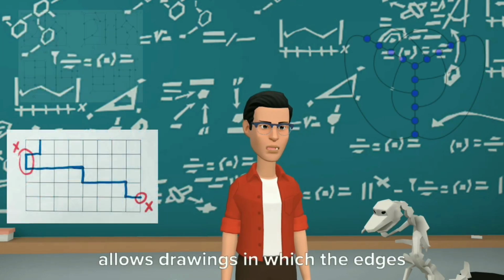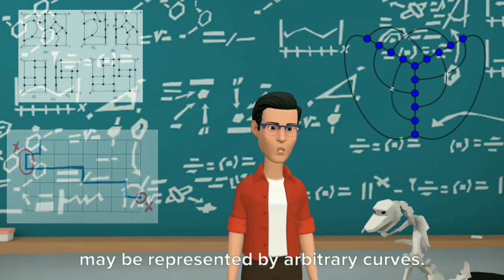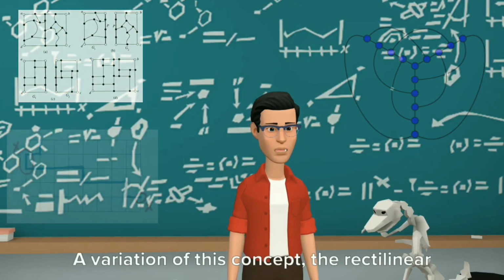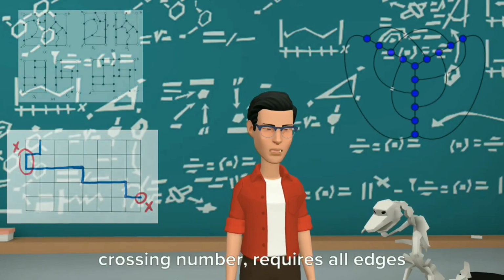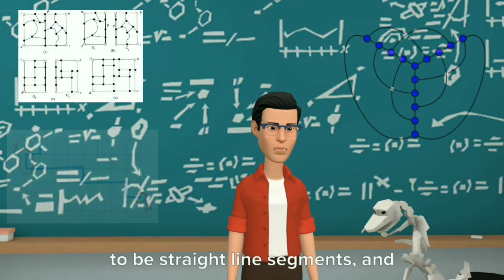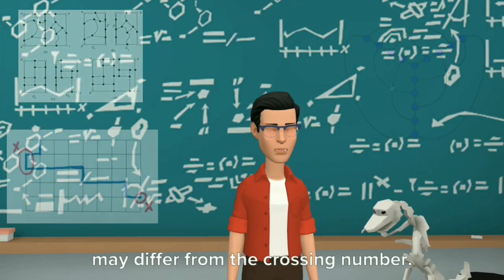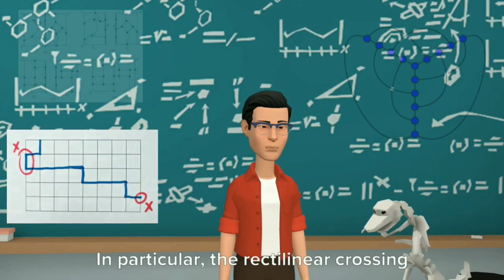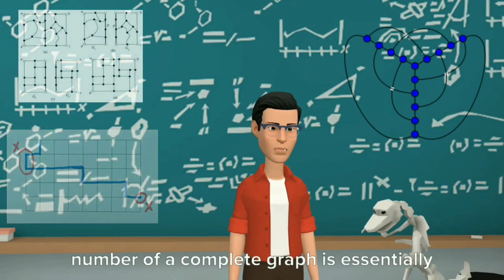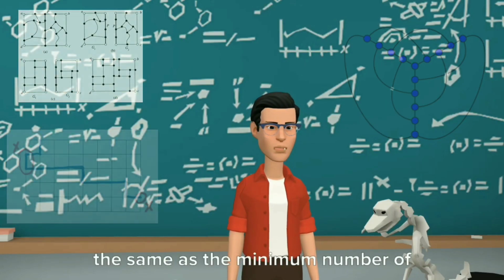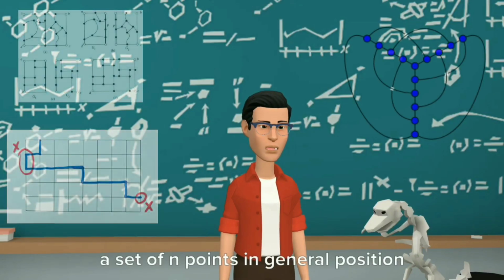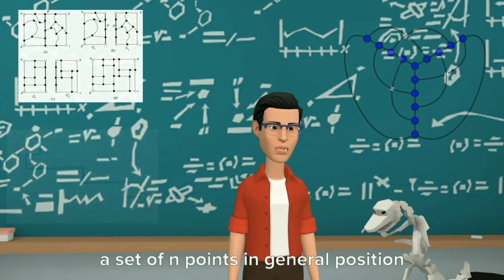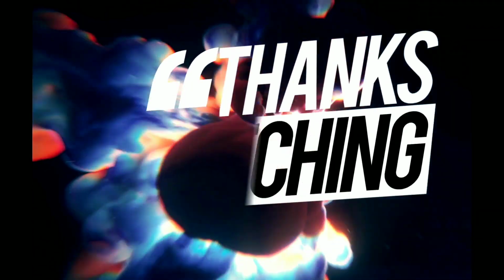Without further qualification, the crossing number allows drawings in which the edges may be represented by arbitrary curves. A variation of this concept, the rectilinear crossing number, requires all edges to be straight line segments, and may differ from the crossing number. In particular, the rectilinear crossing number of a complete graph is essentially the same as the minimum number of convex quadrilaterals determined by a set of points in general position.